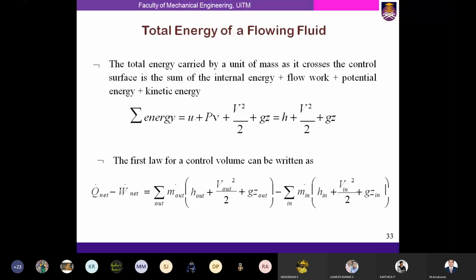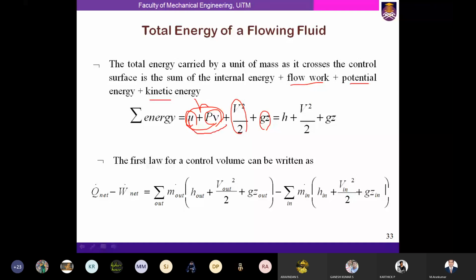Sorry, here we have in and we have out, so we have to write separately. The whole energy equation is E equal to U plus PV, or we can say this as H. U is internal energy, PV is flow work that we calculated now. Then we know potential energy, kinetic energy of mv square, then mgh, will be equal to, so we can write the same as this.